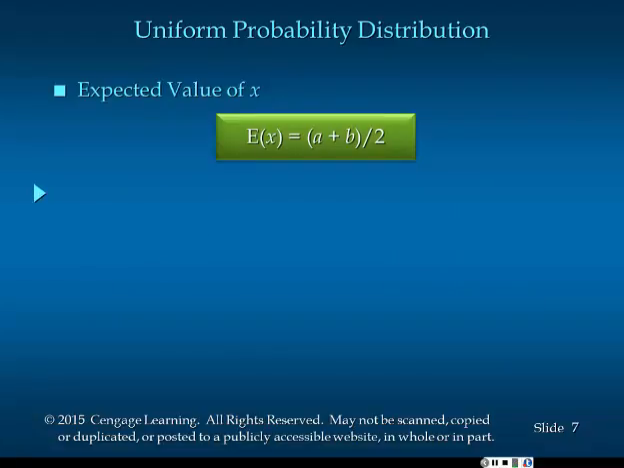So the expected value of a uniform distribution is actually quite simple. You take the two endpoints, add them together, and divide by 2. Why? Well, every point is equally likely, right? If every point is equally likely, then it's just like taking any other average.